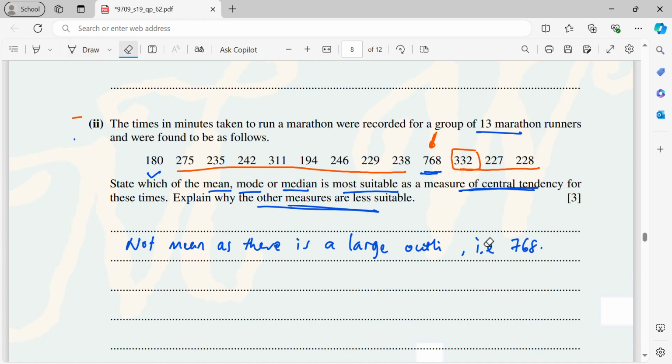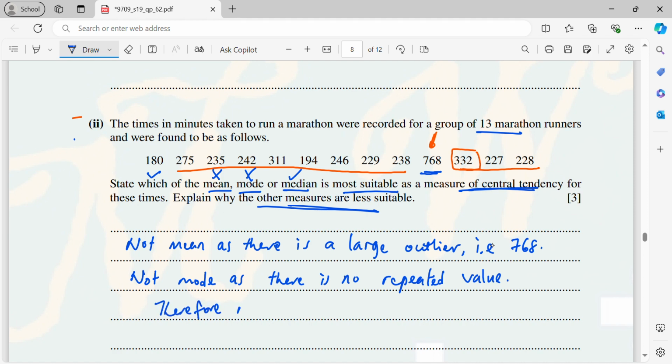That is 768, because the rest are between 180 and 332. Okay, so we do not choose the mean. Now, we do not choose the mode as well, because when you look at the values here, all the terms just occur once, right? There's no repeated value, so no mode. So we don't choose mean, we don't choose mode, that means we must choose median. Therefore, median is most suitable. Okay, so done for the analysis.